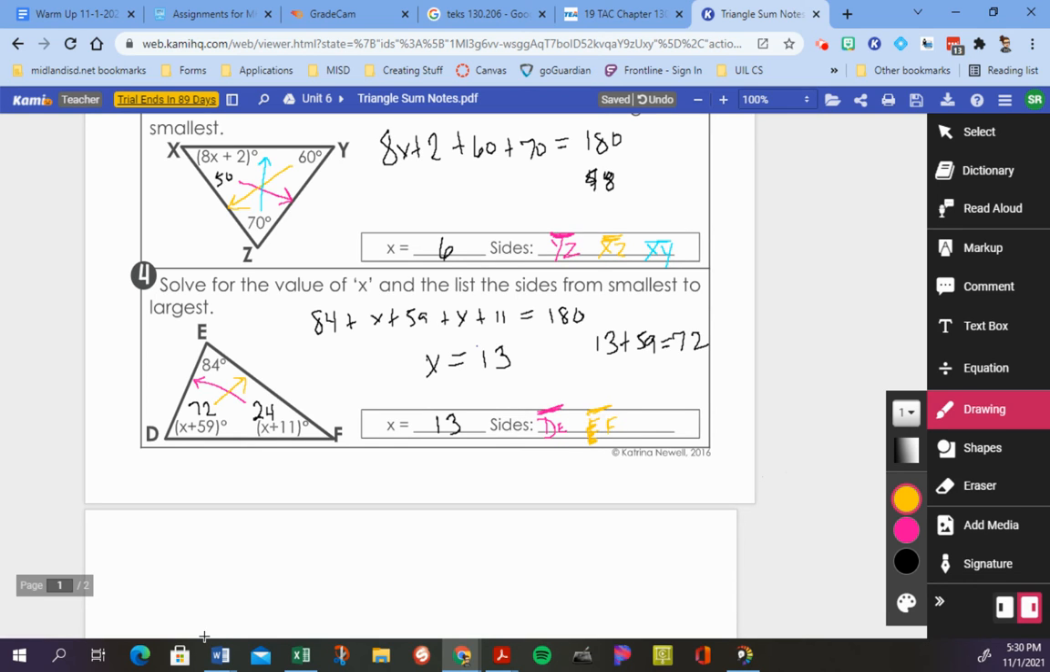Can't make my E very well. My F is kind of short. EF. Let me erase that and start over. Yes, I'm a perfectionist. EF. That one's hard to write. And then the last one is what's left over, which is 84. And that would be DF.